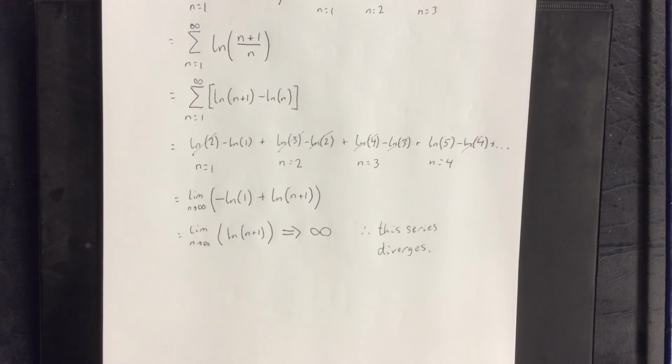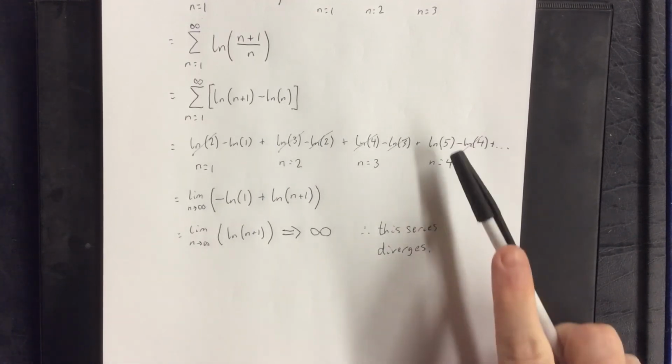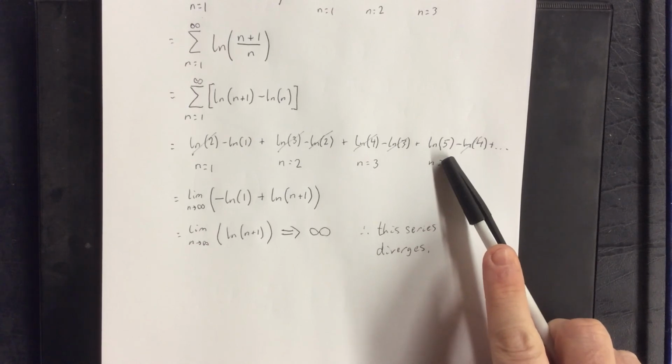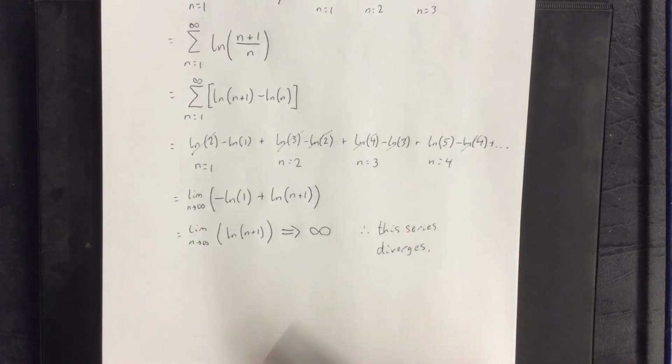So when it comes to telescoping series, you do need to check to make sure that whatever term you have left over that doesn't cancel out does wind up being something that does actually give you a finite value.